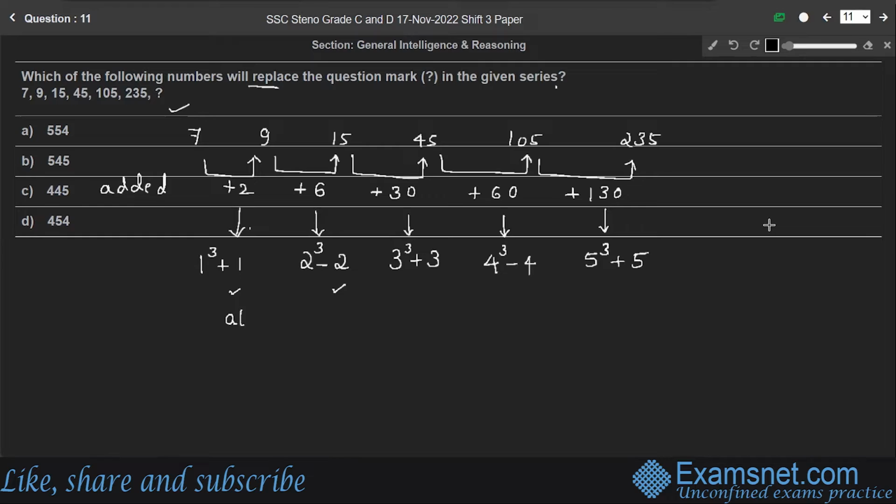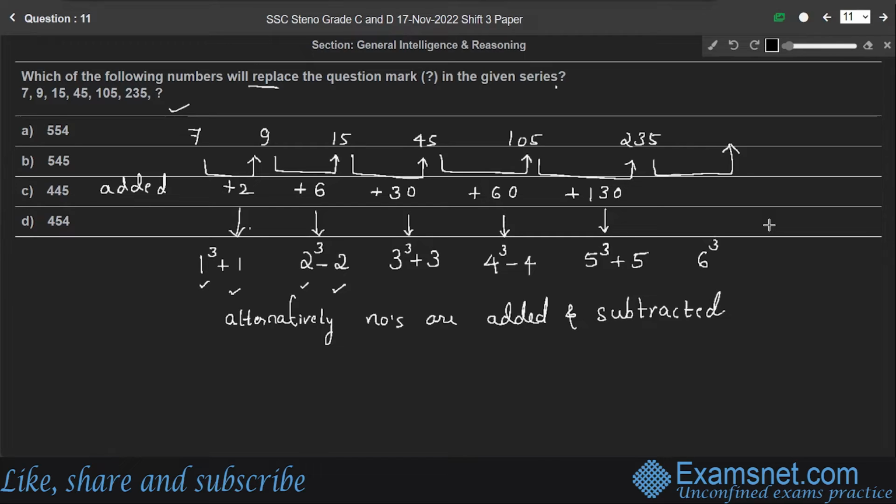So here alternatively, numbers are added and subtracted to the cube of the same number. And the numbers are in ascending order: 1, 2, 3, 4, 5. Therefore, the next number to be added to 235, which is the last but one number, should be 6 cube, with the number 6 subtracted from 6 cube.